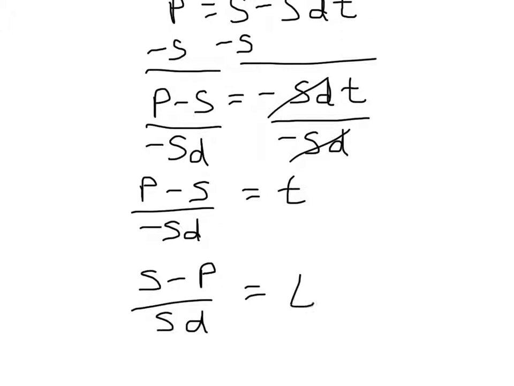Is that a possible answer? Compare these two answers. What happened? If you multiply the numerator and denominator in this version of the answer by negative 1, you'll get the bottom version of the answer. So we have two different valid solutions here. Either one of those is just fine.